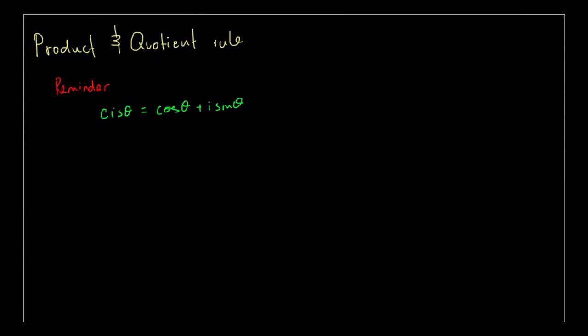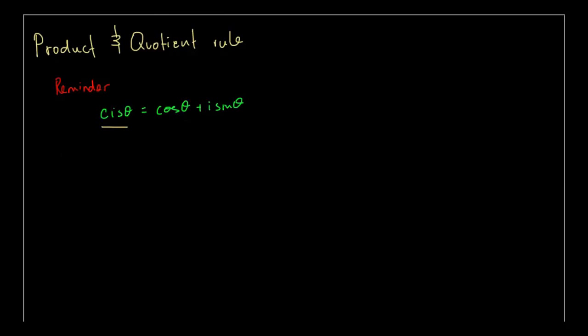Hey guys, welcome back. In today's lecture, I'm going to talk about the product and quotient rule of a complex number. Okay. Now, just a quick reminder from the previous lectures that cis theta is equal to cos theta plus i sine theta. Okay. So cis theta is basically a shorthand for saying cos theta plus i sine theta.